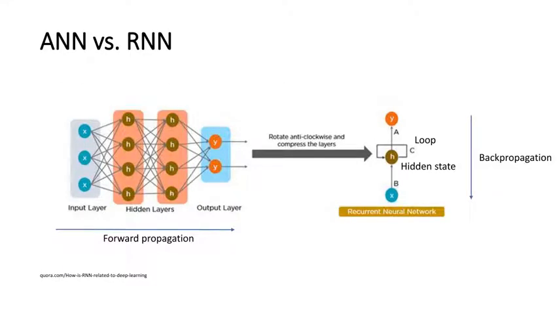Here you can see on the left side the normal neural net, where you have a hidden layer and input and output layer. By forward propagation you will update the weights, or pass the information from one layer to another. And here on the right side we have an RNN, where we are rotating anti-clockwise, and then we have input and output, and in between a hidden state within a loop. And by using backpropagation here, we are updating the weights.